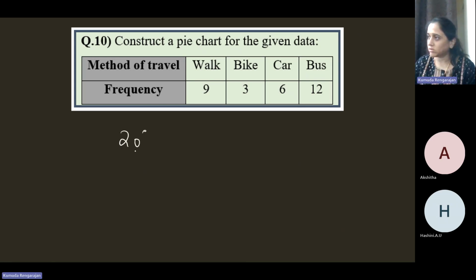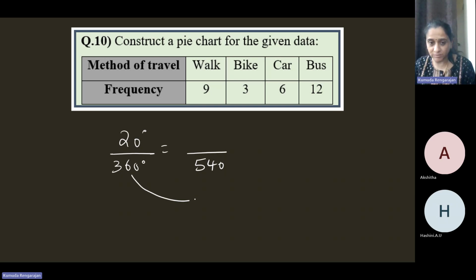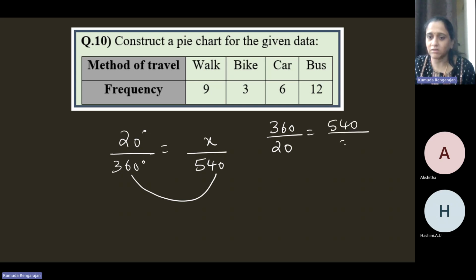20 degrees more. Then it is 360 degrees, which corresponds to 540, because the total marks is 540. 360 means 540, total in the denominator. Correct? Then how many marks? x marks. When you work this out, we'll get how many more marks he got in maths than in Hindi. This is the proportion. You can also invert the proportion and write the total in the numerator: 360 degrees is the total, then 20 degrees; 540 is the total marks, then what is the corresponding marks? You can also write it like this.